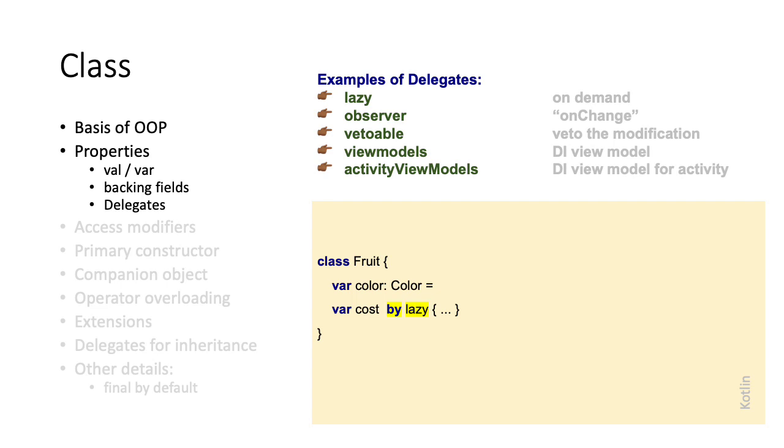Some examples of delegate are by lazy, by vetoable, by delegate. You can look for more details of each of these delegates in the Kotlin documentation and the Android documentation for view model delegates specified in this slide.